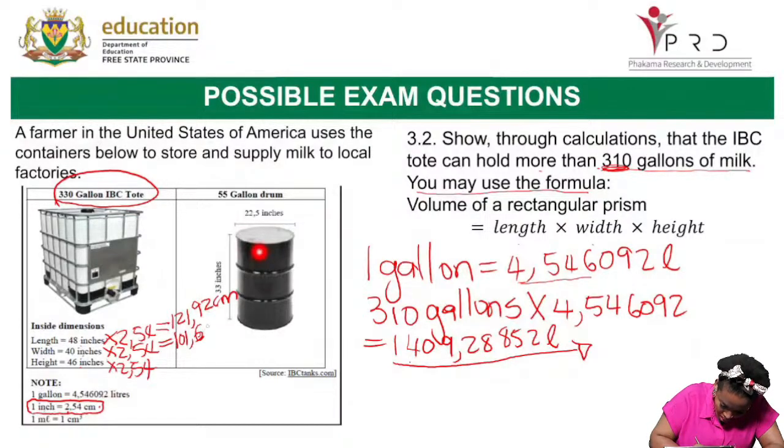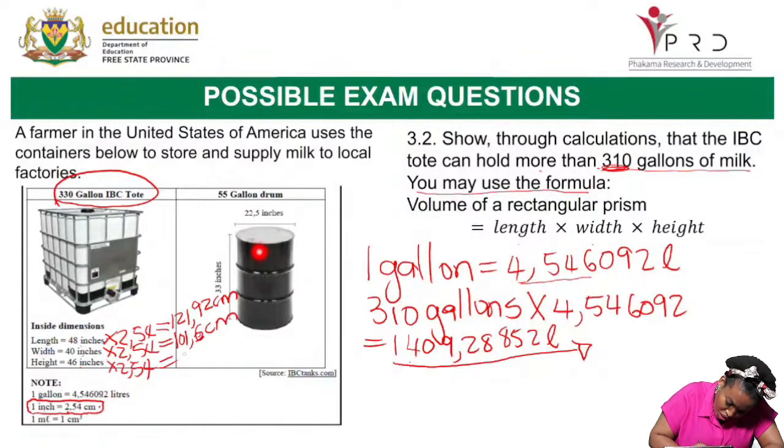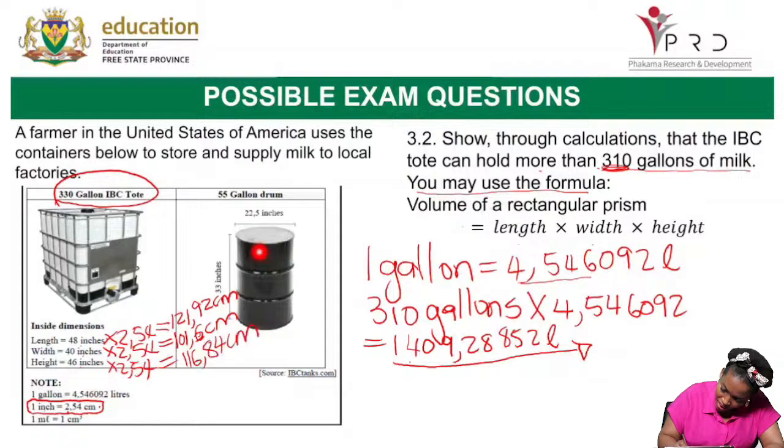Remember now, these are in centimeters. We are converting this now to centimeters. And then the 46 multiplied by 2.54. The answer that I'm getting there is 116.84 centimeters.